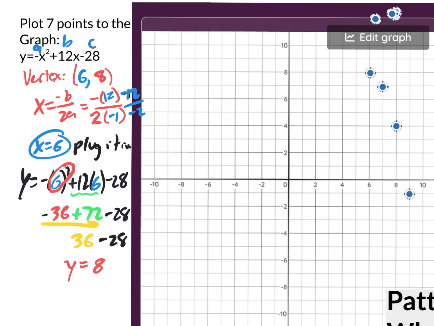And of course, your next point, you're going to just map it over to the other side of the axis of symmetry. That's 1 unit away from the axis of symmetry. Go 1 unit this way. Next one, same deal, 2 units away, so go 2 units this way. And last one, it's 3 units away, so go 3 units this way. And voila, you are done. That's your parabola.